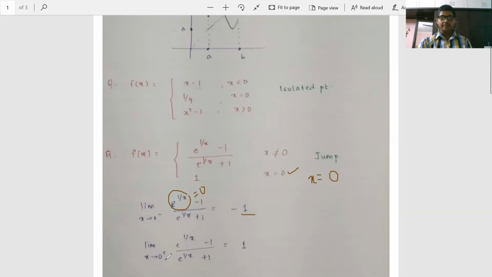But in the case of x tends to 0 plus, let's take a value of x equal to 0.00001. So this is e to the power 1 by 0.00001, basically e to the power infinity type. So in this case, this minus 1 and this plus 1 will be neglected, and we just have to take the ratio of the coefficients of the terms that are tending to infinity. This is going to be 1 by 1, so the value is 1. So clearly we can see the value of LHL is minus 1, and the value of RHL is equal to plus 1. Therefore, as we have discussed, this is going to be a jump discontinuity. Clear? Let us move to next question.